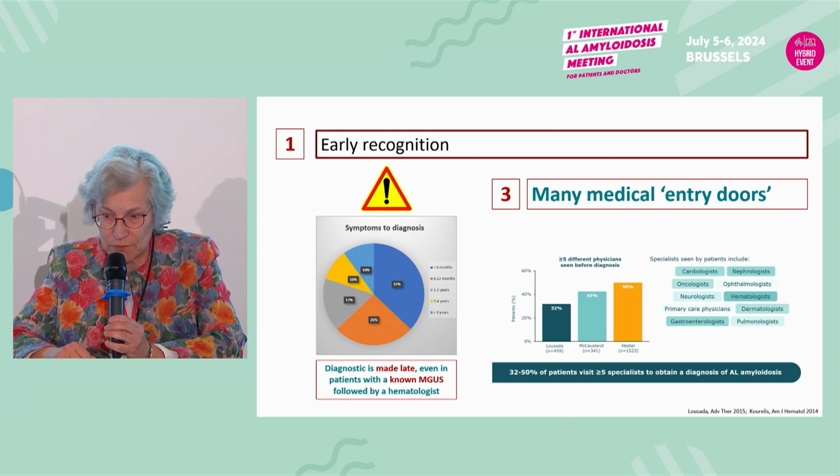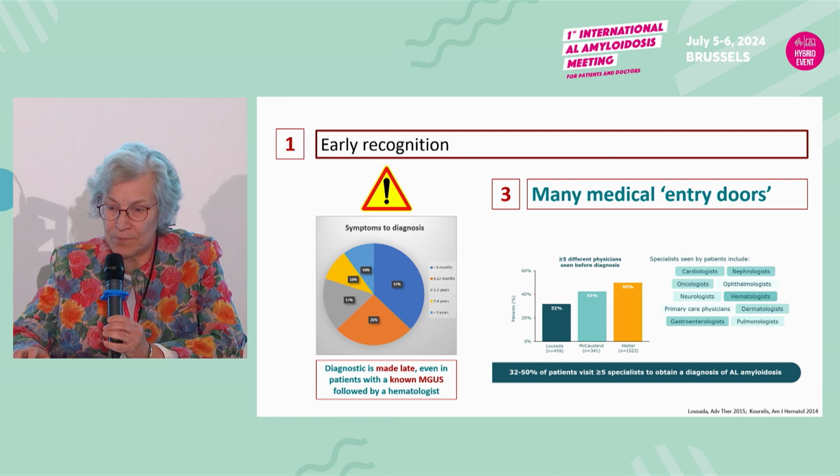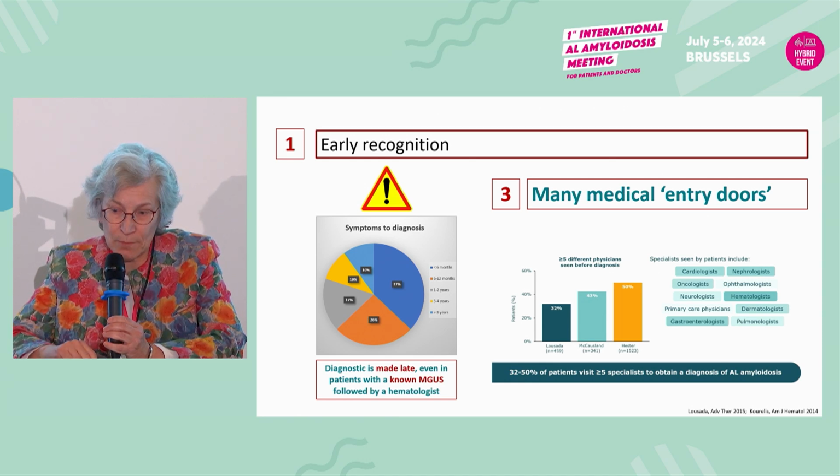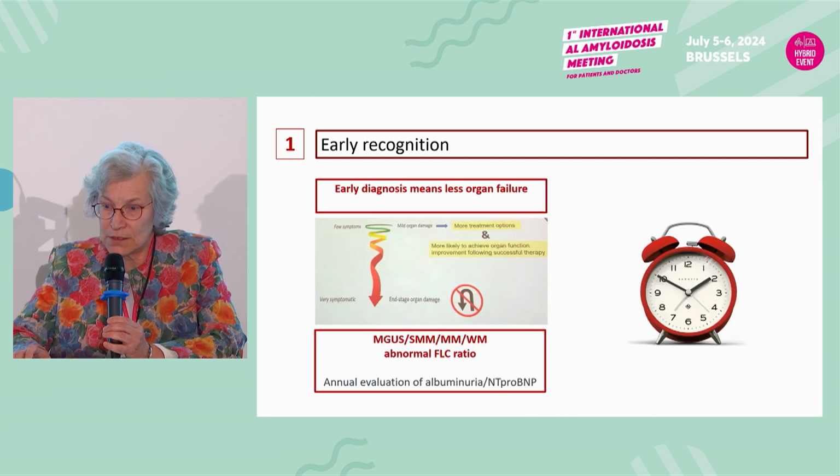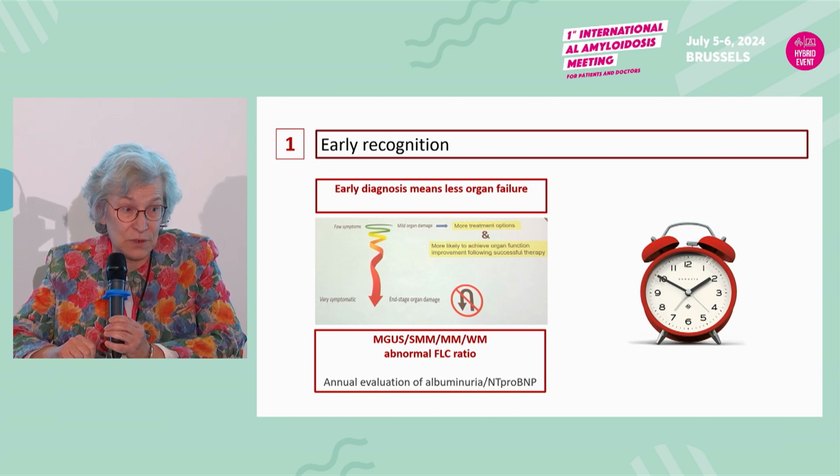And on the left part of the slide, you clearly see that only a third of patients will have a diagnosis within 6 months, and more than a quarter of them will have to wait between 2 and 3 years or more to get a diagnosis. So even if a patient has an MGUS and is followed by a hematologist, we can miss the diagnosis. So there is no way to say that early diagnosis means less organ failure because less deposition of fibrils in the body. And so the only thing we can do is make awareness of the disease.